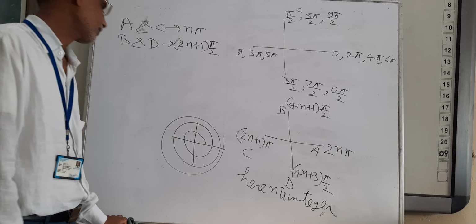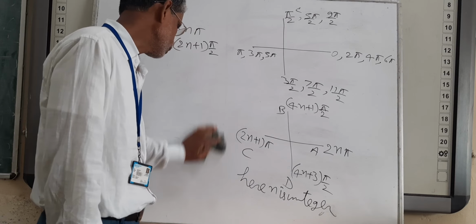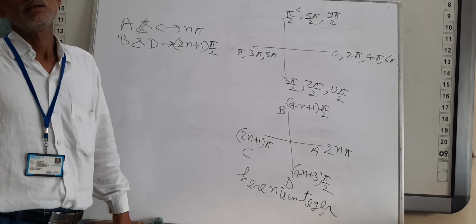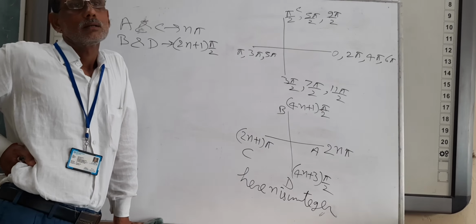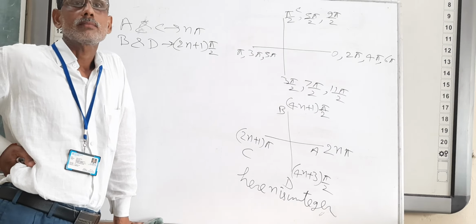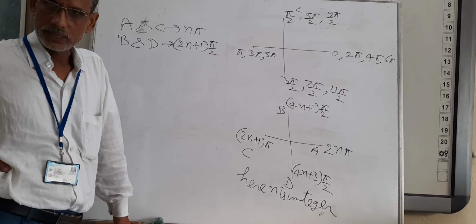So this is the naming of points, useful in finding values of trigonometrical angles operating on angles greater than 90 or 180.